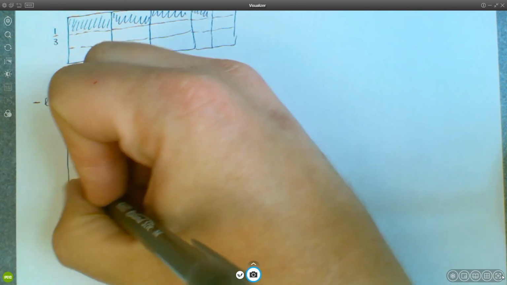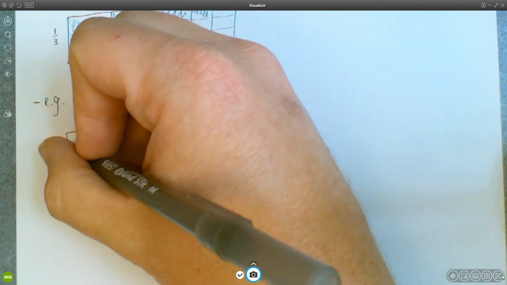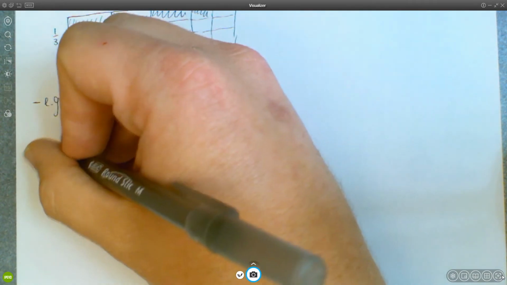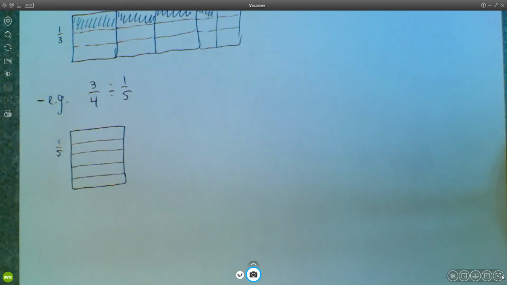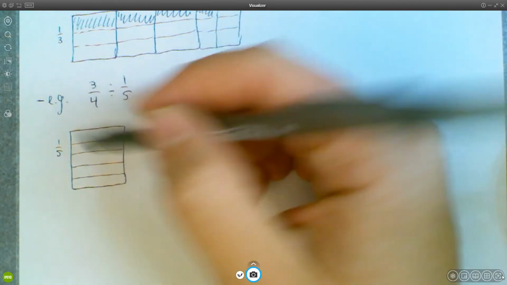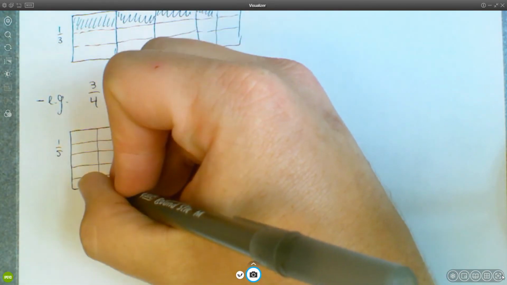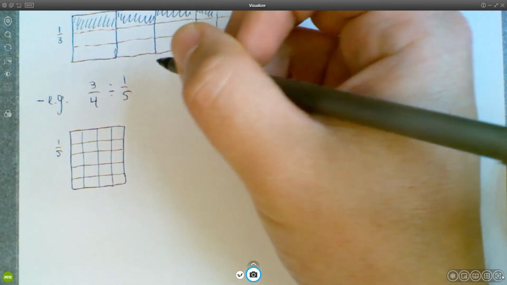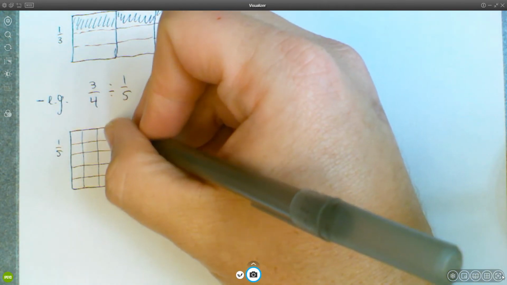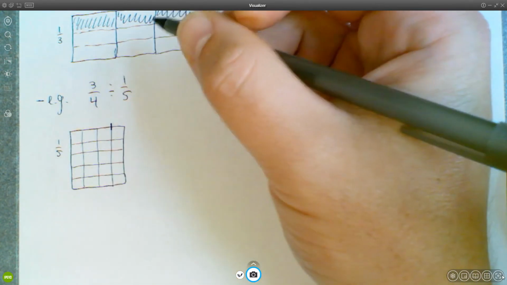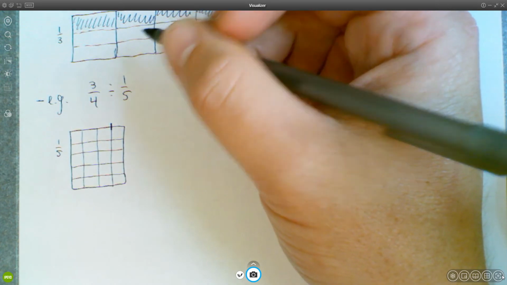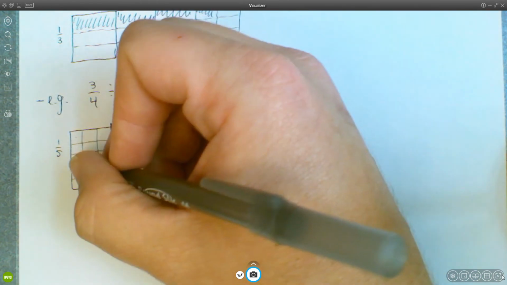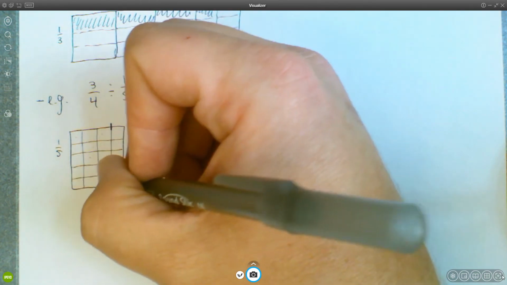So 3/4 is our area, 1/5 is our side. So there's 1/5 right there. I need to shade in an area of 3/4, so let's split this into fourths so that I can get a sense for how much 3/4 is. Okay, so 3/4 would be this number right here. How many small rectangles is that? That's 1, 2, 3, 4, 5, 6, 7, 8, 9, 10, 11, 12, 13, 14, 15.